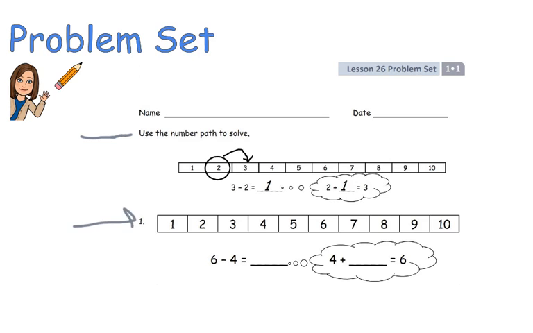So number 1. Our subtraction problem is 6 take away 4. So we are going to circle the number 6. And we're going to go down to 4. Okay. So let's see. We have to hop 4 times. 1, 2, 3, 4. What's our answer?